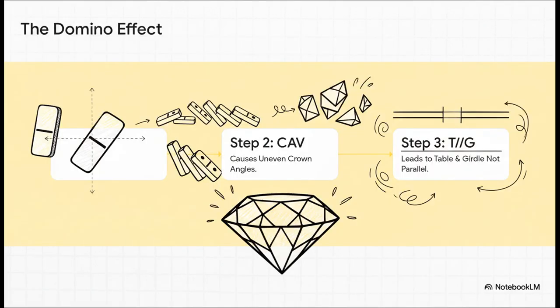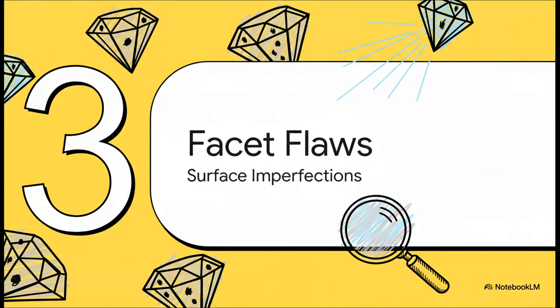And this is a perfect illustration of that domino effect. You start with one mistake, right? Like the table being off-center. That one thing then causes a chain reaction. Suddenly, the angles of all the surrounding facets get thrown off, and that can even make the whole top of the diamond look tilted. You see, one flaw is rarely just one flaw. They're all connected.